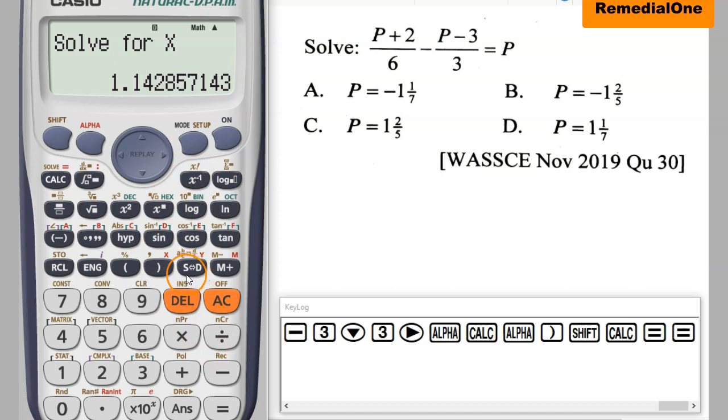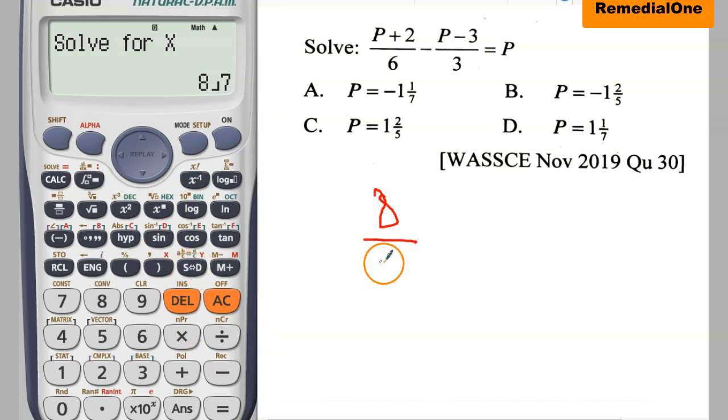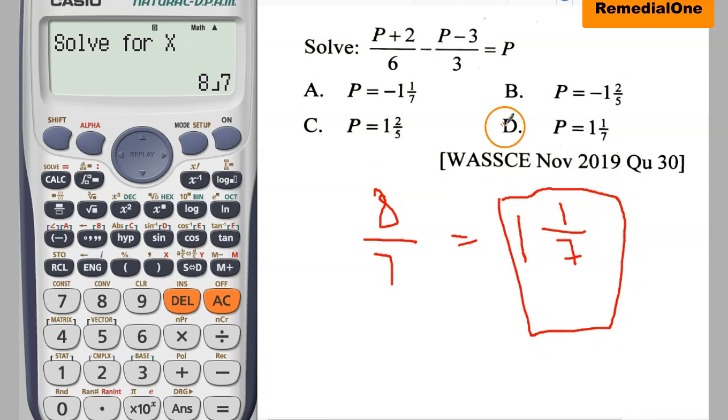We are changing it to a standard form, and here it's giving us 8 on 7. But you and I know that this is an improper fraction. So here you go, the one whole number, and then you put your 7 here, and then 7 times 1, you subtract it from 8, that gives you 1. So the answer has to be this. And where is it? It's at D.